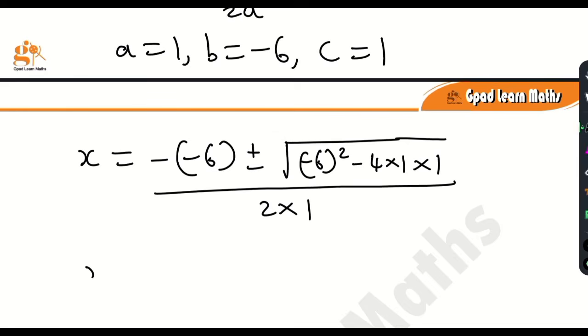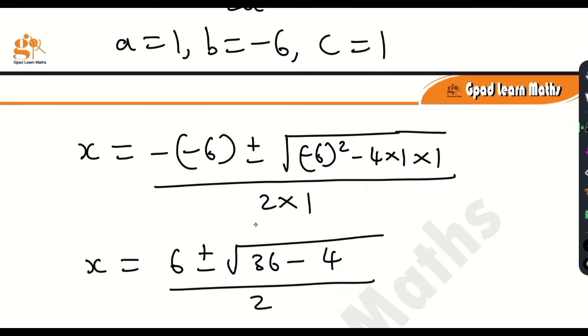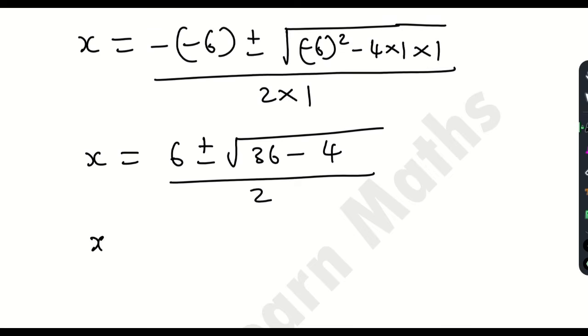So let's keep going. x is equal to, what we have here is minus times negative 6. What would that be? Plus 6. Then plus or minus the square root of negative 6 squared, which is 36. And then 4 times 1 times 1 is still 4, all divided by 2. Okay, so x is equal to 6 plus or minus, what is 36 minus 4? That's 32, all divided by 2.